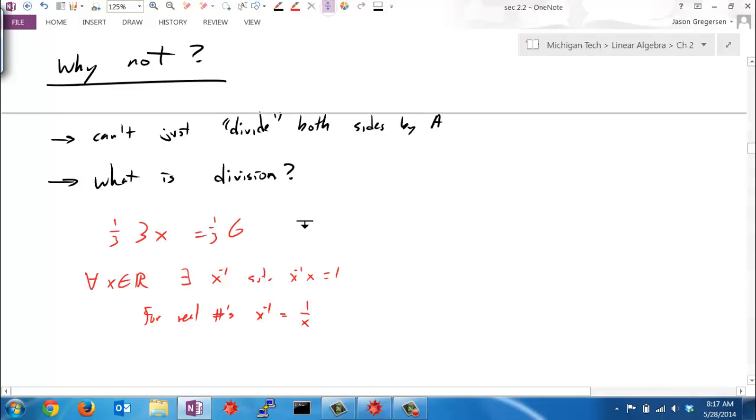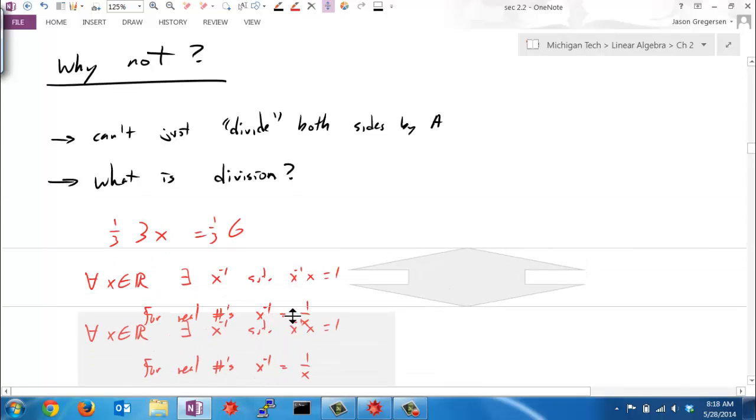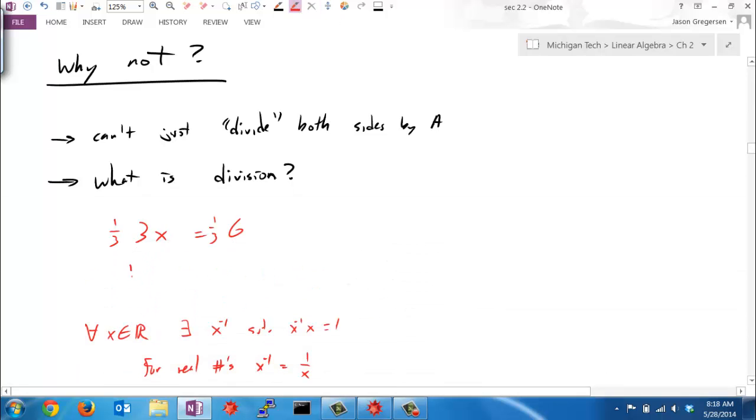And then by the definition of the multiplicative inverse, this is 1 times x equals 2. I say, well, 1 times x is x. That's another property. And then I get down to my equation. That's really what we're doing here.